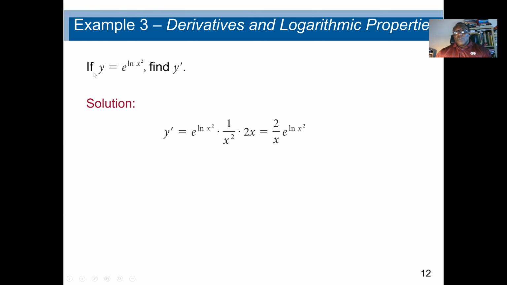So again, one more for this example. We have y equals e to the power natural log of x squared. This is a chain rule. So the answer will be e to the power natural log of x squared times the derivative of natural log of x squared.